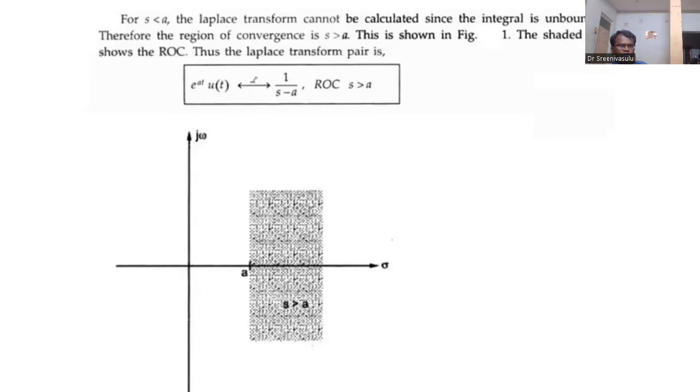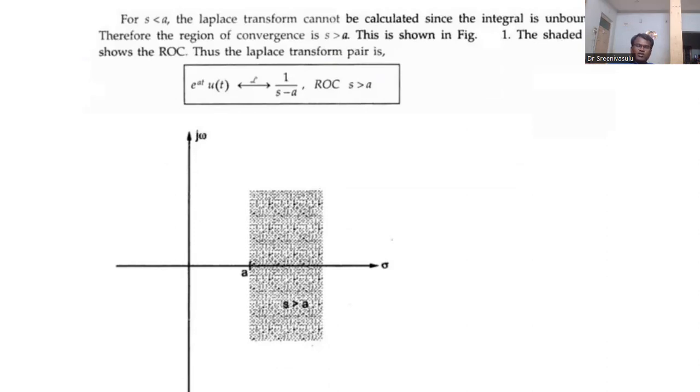Now coming to this ROC, just before I said, s minus a is definitely greater than 0. Then only this Laplace transform exists. So that's why you need to consider this ROC here, region of convergence.